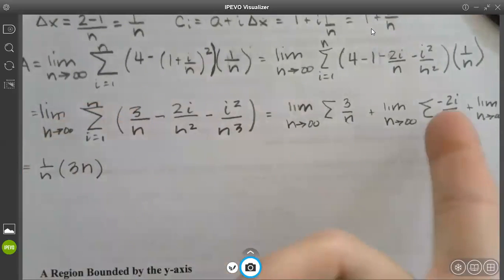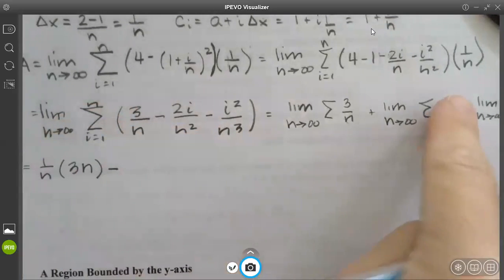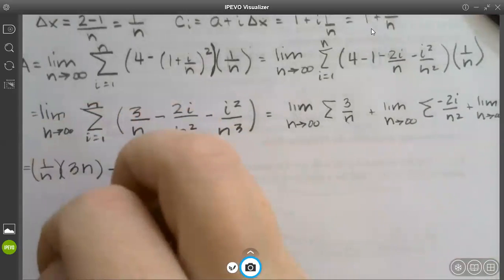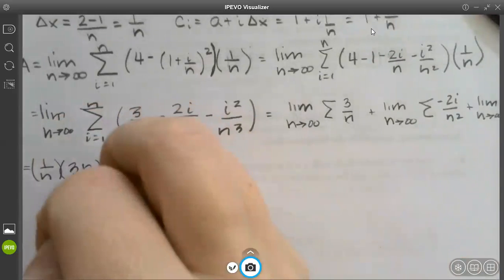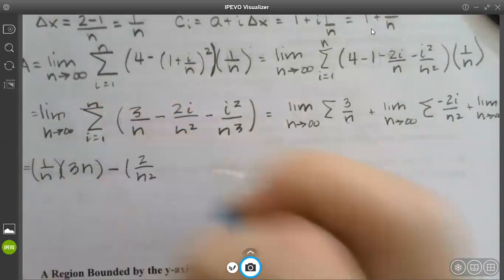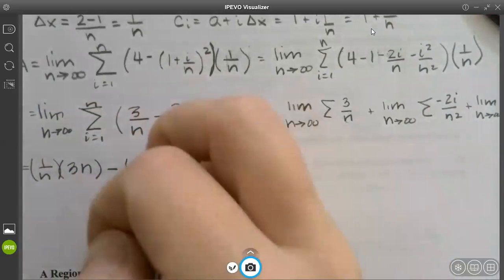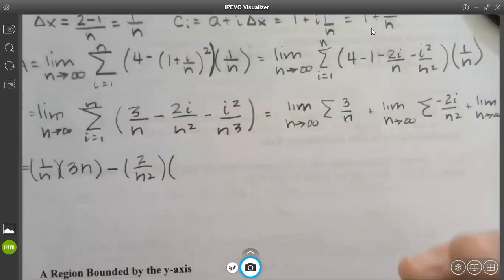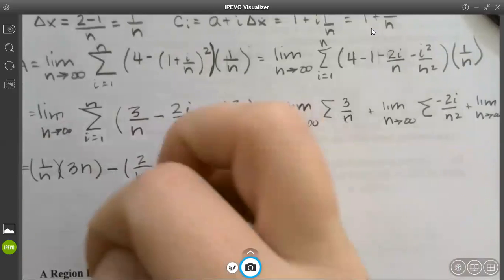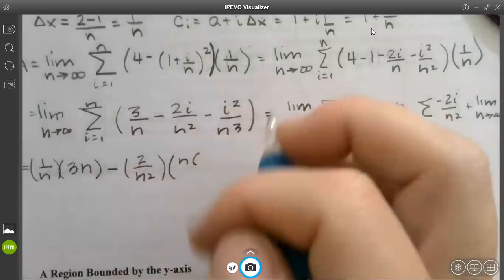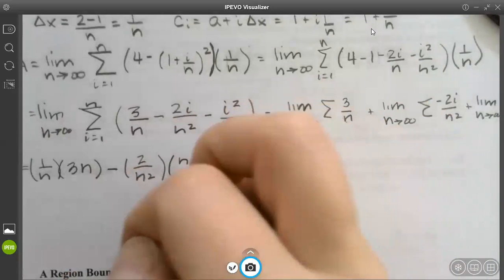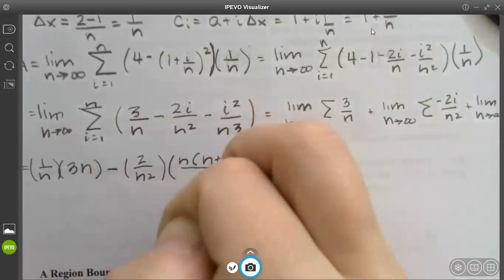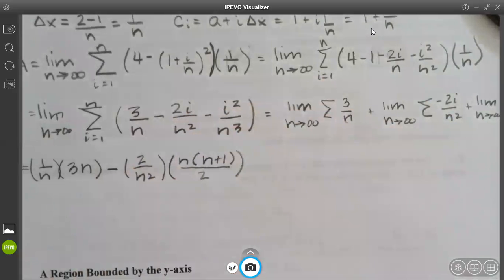What am I pulling out of this next one? And I'm going to go ahead and make it minus for you guys, so don't worry about that. What are you pulling out? Okay. So y'all pulled out 2 over n squared. What's the summation of i? n times n plus 1 over 2.